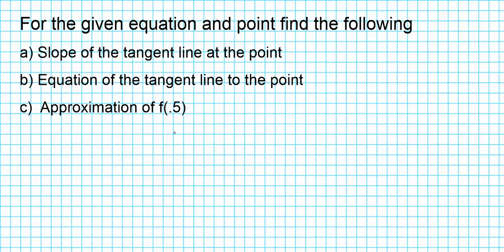Okay, so let's say for this example, the function under consideration is f of x equals cosine to the third power of 4x. And the point is when x is equal to pi over 8. Okay, let's start with the first part, A. We're to find the slope of the tangent line.